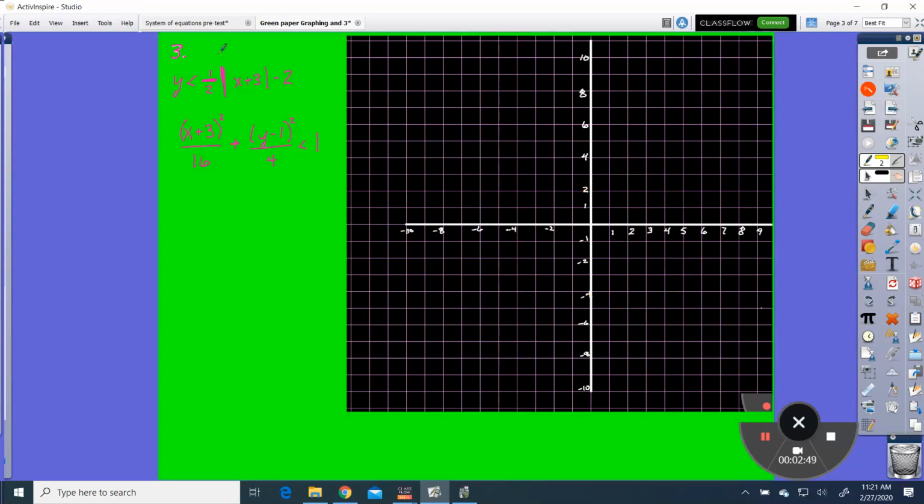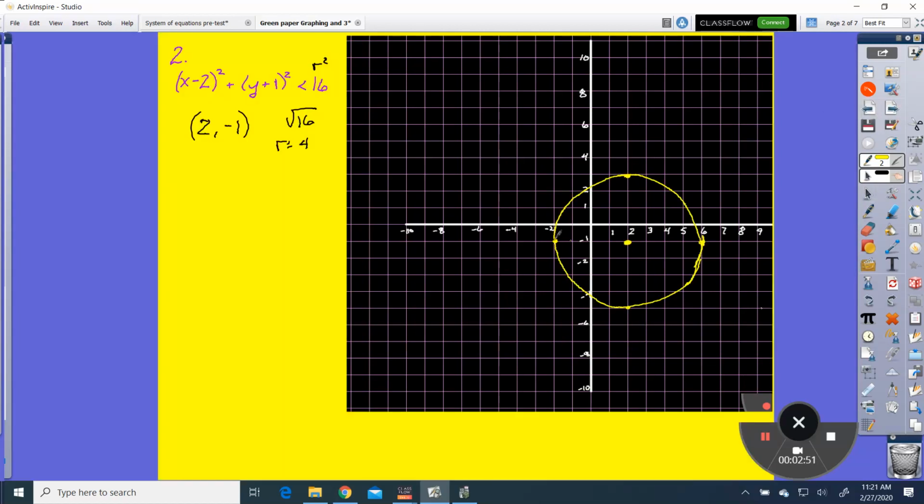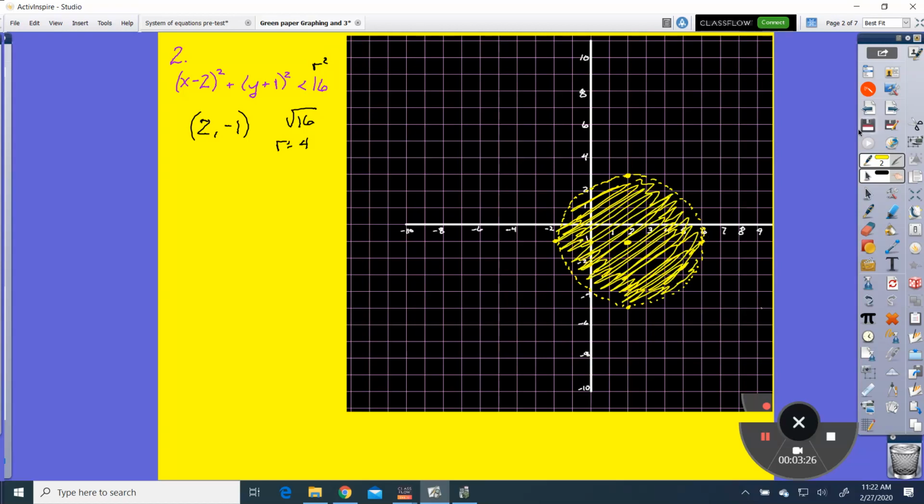Okay, the next one. This is an absolute value. Oh, going back to this one. It says less than, so that should be dotted. Should be dotted because it's a less than. Okay, so less than means you shade inside. There we go, that's better.